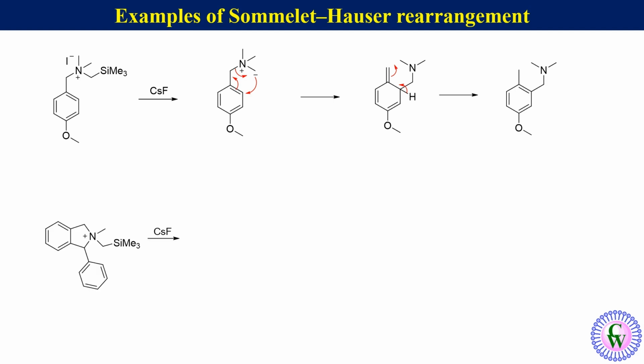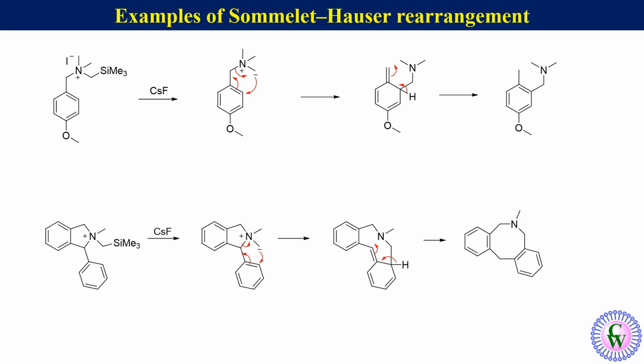This is another similar example where reaction with cesium fluoride will give ylide, which will undergo 2,3 sigmatropic shift to produce non-aromatic species, aromatization of which like this will give this tricyclic product.